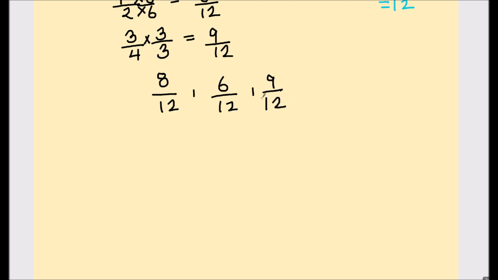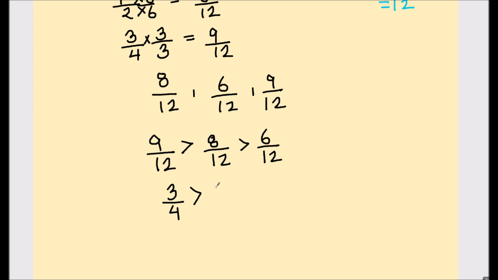And we are arranging these fractions into descending order. So we'll write the greatest fraction first, which is 9/12, greater than 8/12, greater than 6 by 12. Now we are going to write the original fractions here. This is 3/4. So 3/4 is greater than 2/3 is greater than 1/2. So this is how we arrange fractions into descending order.